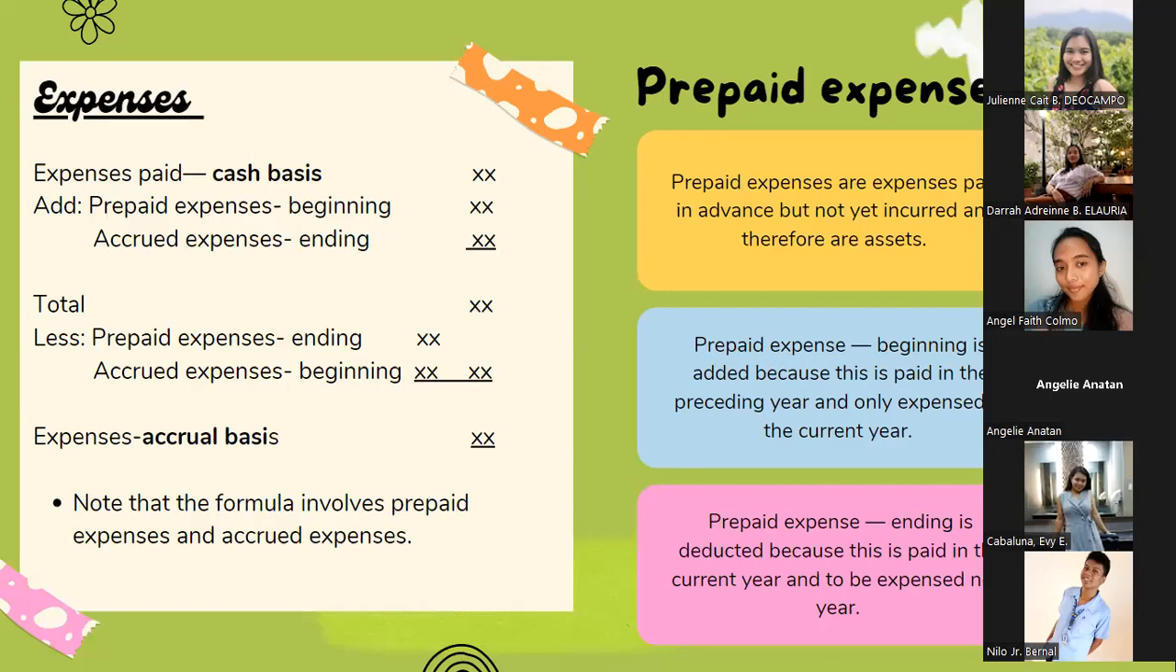Examples are prepaid insurance, prepaid taxes, prepaid rent, prepaid interest, and prepaid salaries. The prepaid expense beginning is added because this is paid in the preceding year and only expensed in the current year. The prepaid expense ending is deducted because this is paid in the current year and to be expensed next year.